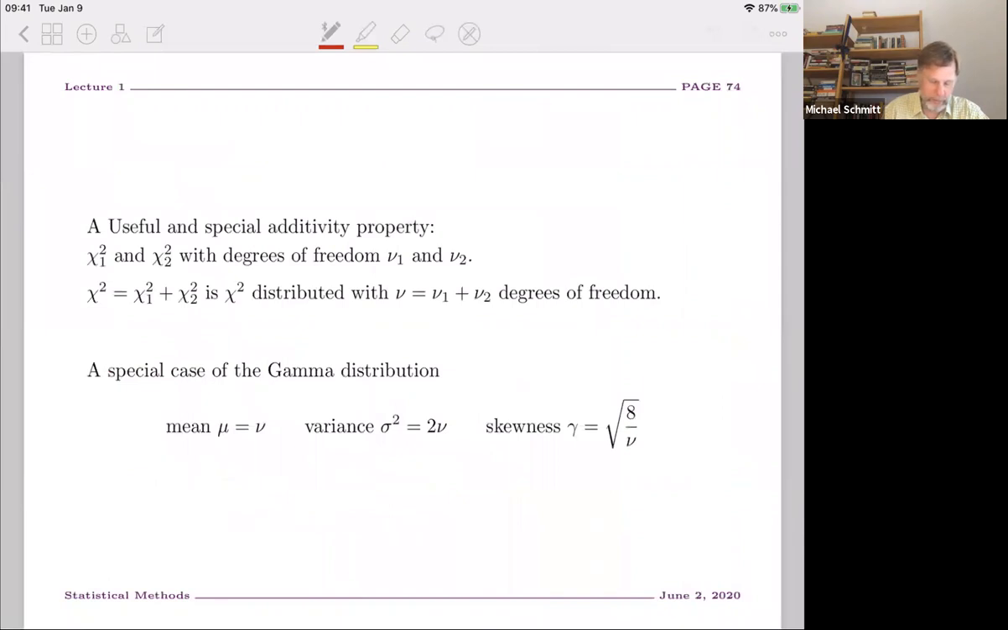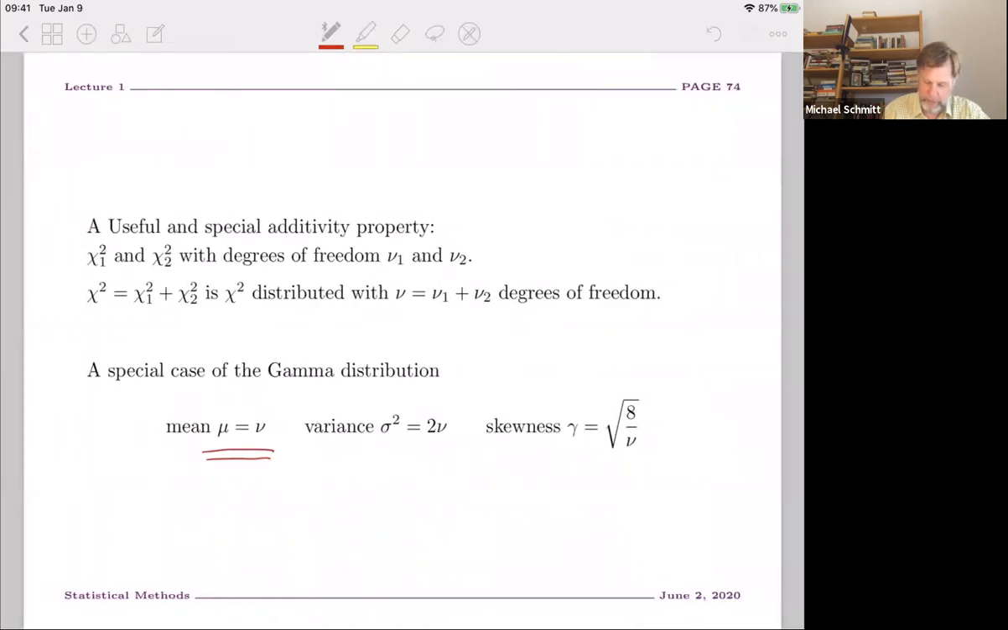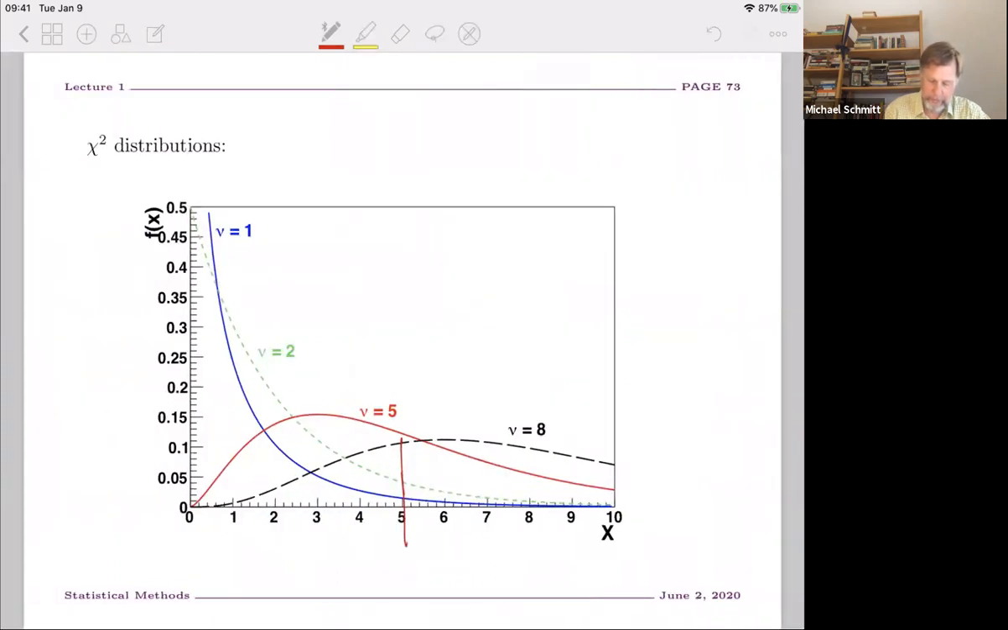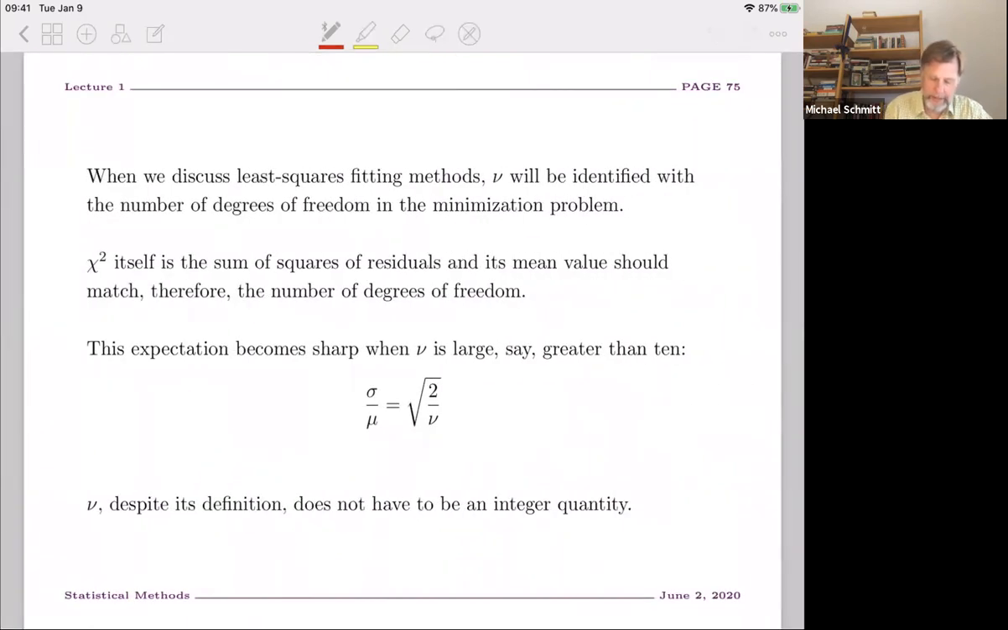They have some special properties, and one of the important things is that the mean equals the number of things you added together. If you add 5 things together, the mean is 5. If you add 8 things together, the mean is 8. It's skewed. That means it has a tail to the positive side, and the variance is just twice the number nu. It will be identified with the number of degrees of freedom in the minimization problem. It's a sum of squares, a residual.